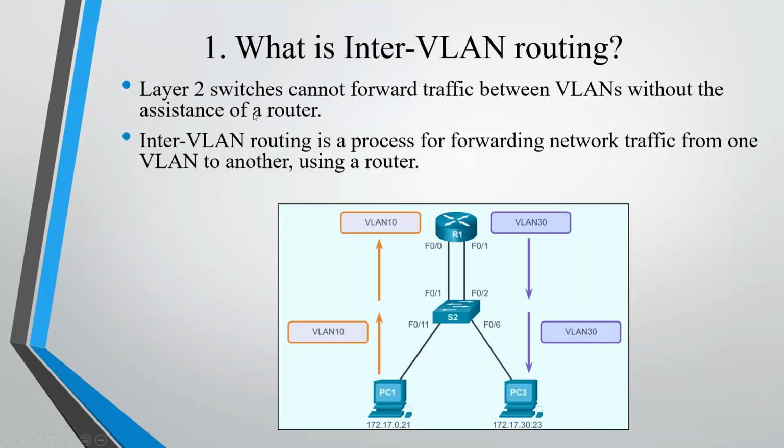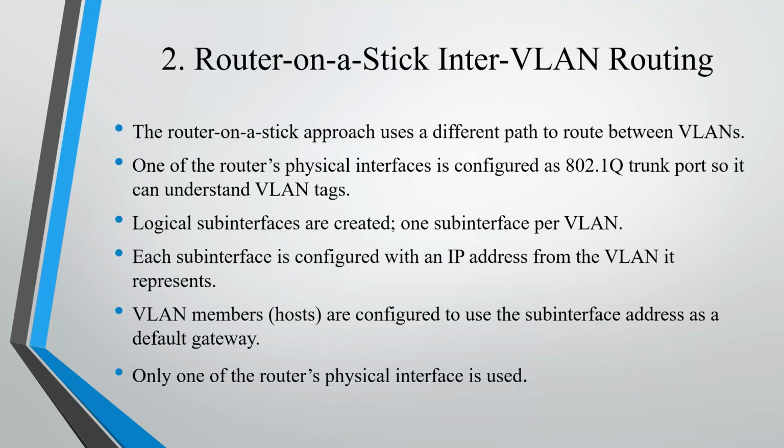Layer 2 switches cannot forward the traffic between the VLANs without the help of a router. So if you want to communicate between VLANs, you need a router device. Inter-VLAN routing is a process of forwarding the network traffic from one VLAN to another VLAN using a router. This concept is generally called router on a stick. We can say router on a stick or Inter-VLAN routing.